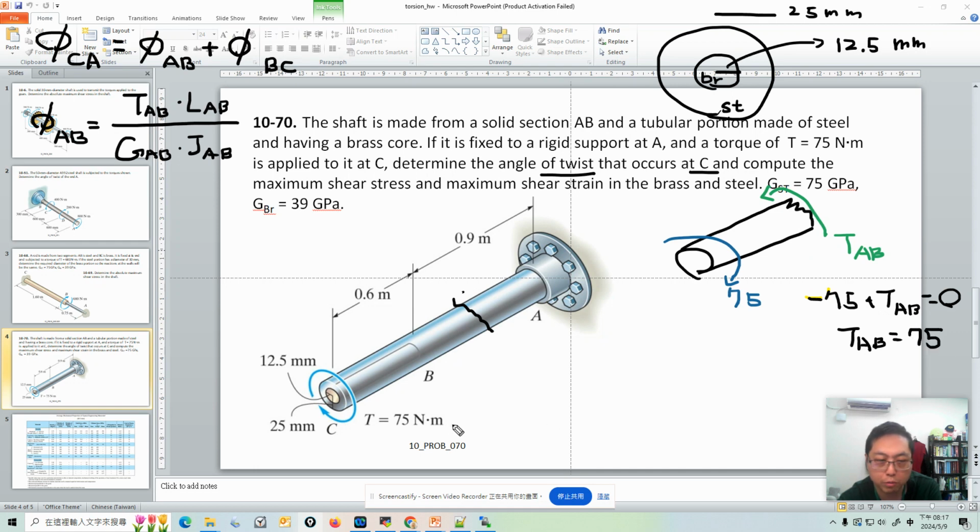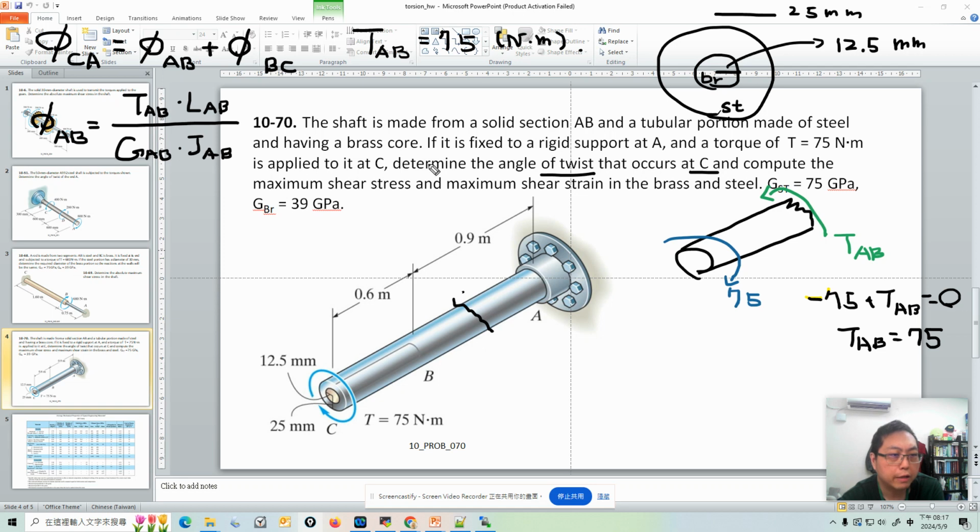Okay, and the Newton times per meter. So in this problem, TAB is just equal to the 75 Newton times the meter. Okay, and do we know the polar moment area of AB?